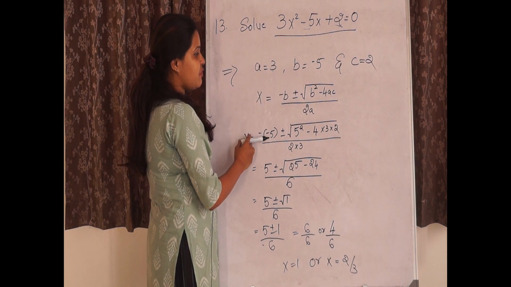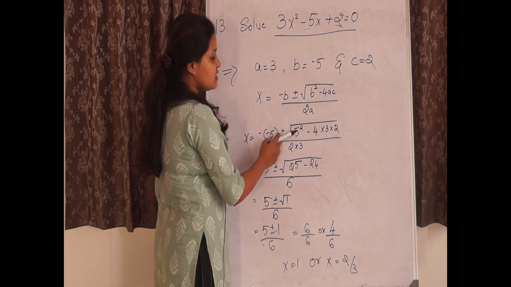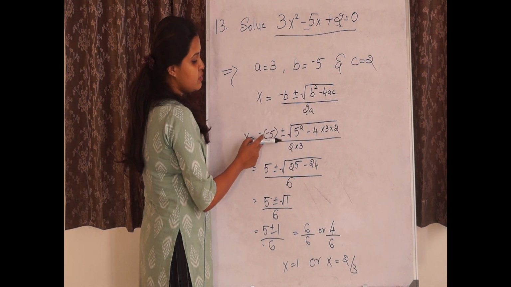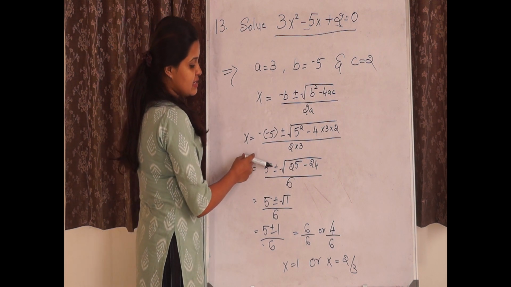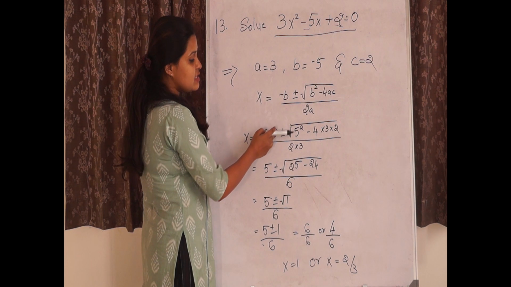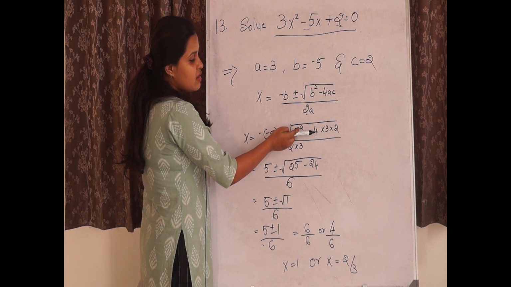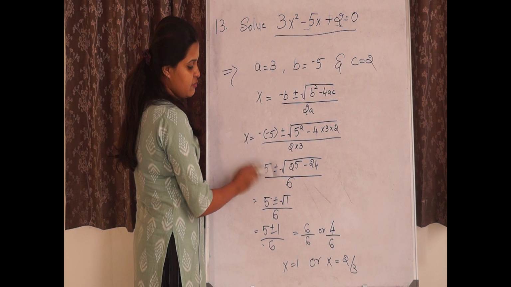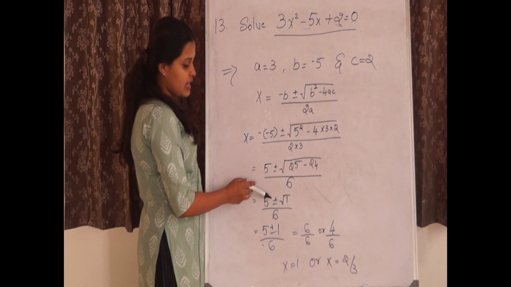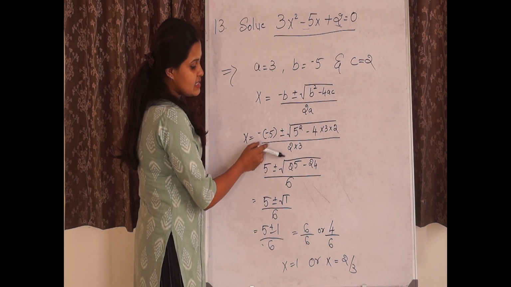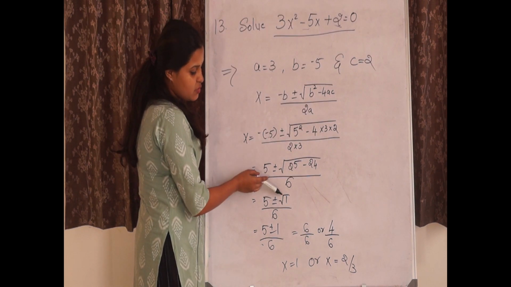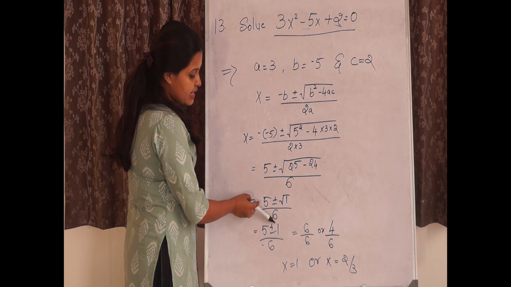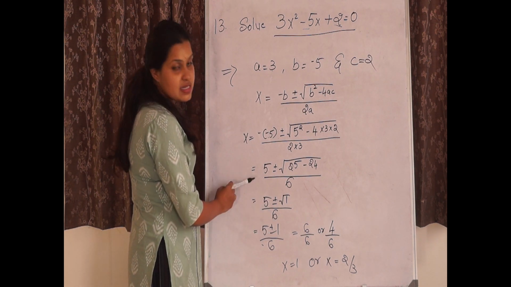Let's input all these values in the formula. Minus of minus 5 plus or minus square root of 5 square minus 4 into 3 into 2, whole divided by 2 into 3. 5 plus or minus square root of 5 square, which is 25, minus 4 3s are 12, 12 2s are 24, whole divided by 2 into 3, which is 6. 5 plus or minus square root of 1, that is 25 minus 24 which is 1. So 5 plus or minus 1 divided by 6.